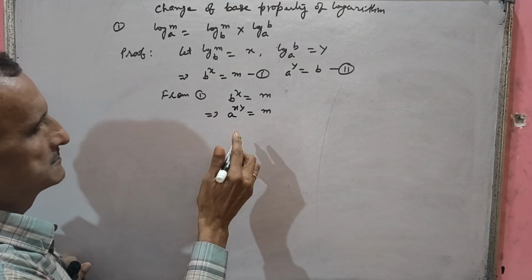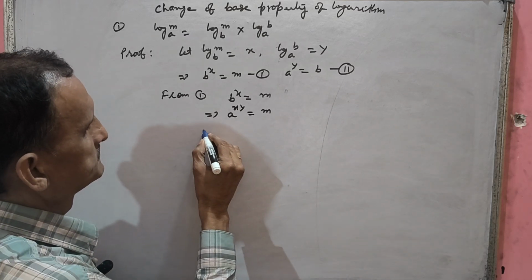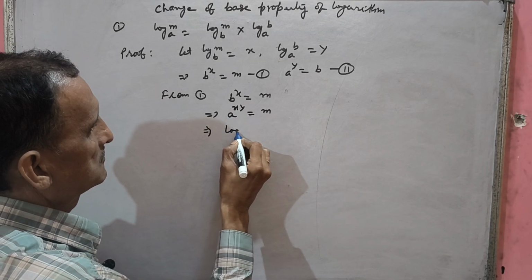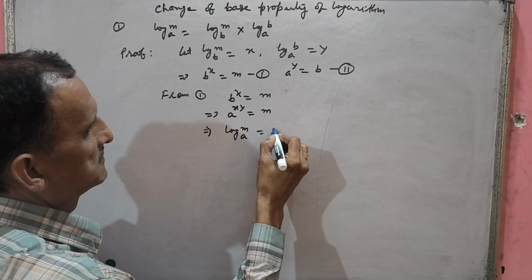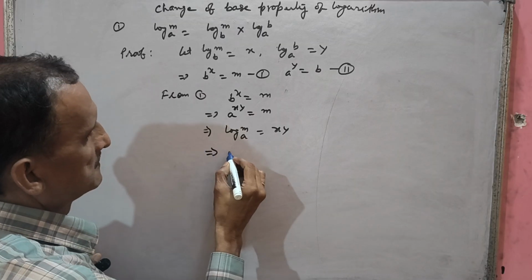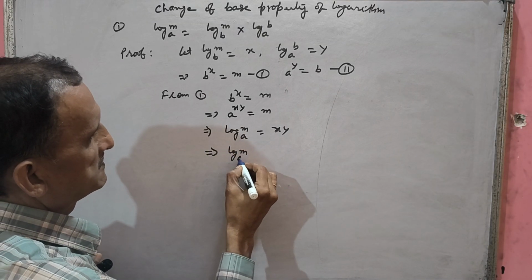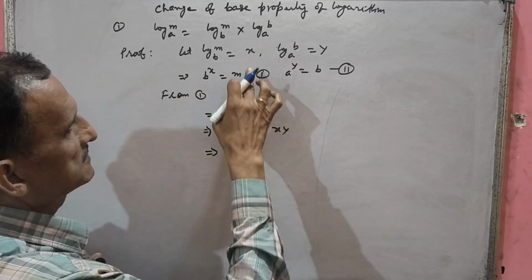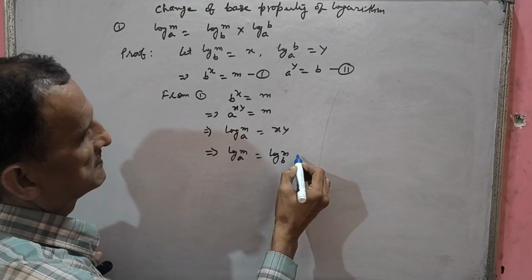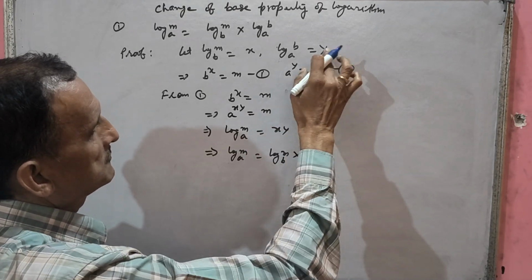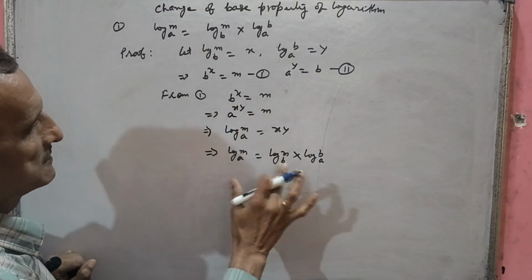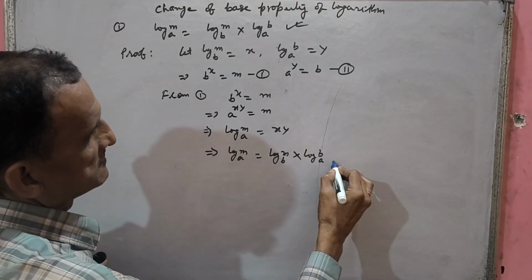Now this is in the exponential form, so now convert to the logarithm form. What will we get? The base will remain fixed and these two will interchange. Log m to the base a equals x into y. Now what is x? We have x equal to log m to the base b, into y. What is y equal to? Log b to the base a. This is what we had to prove. See, check it. So hence proved.